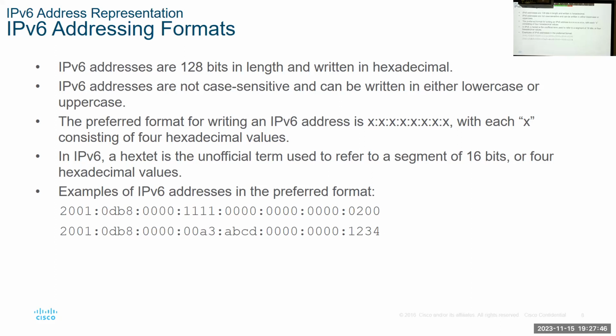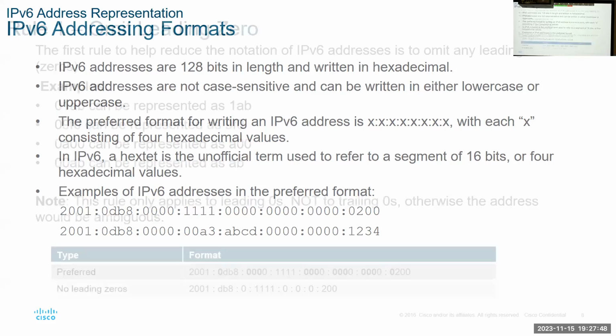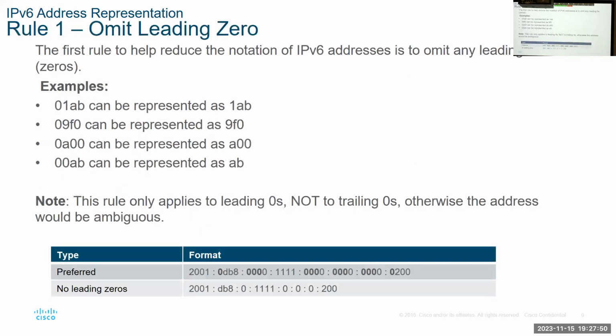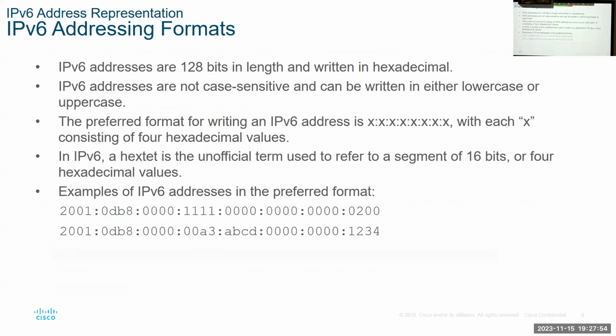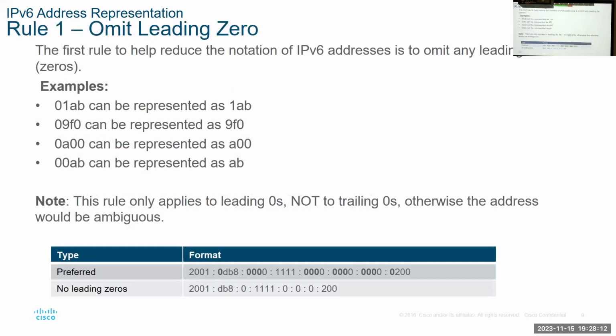Okay, so the preferred format is that you actually have 4 hexadecimal numbers in each field, and that way, everything lines up. But in reality, people just don't want to write that much, so a lot of shorthand can be used.